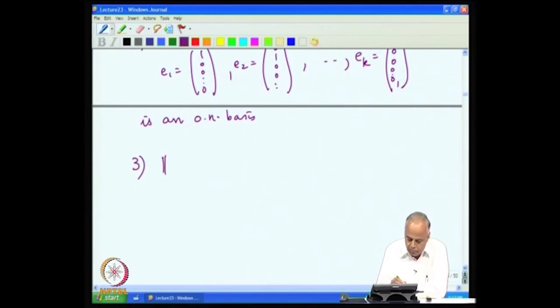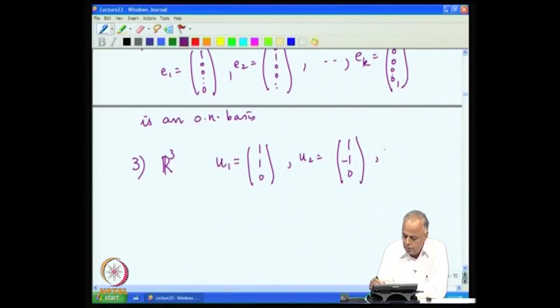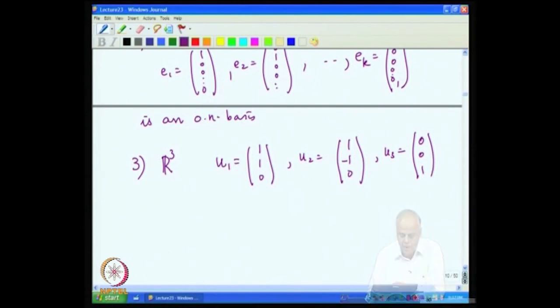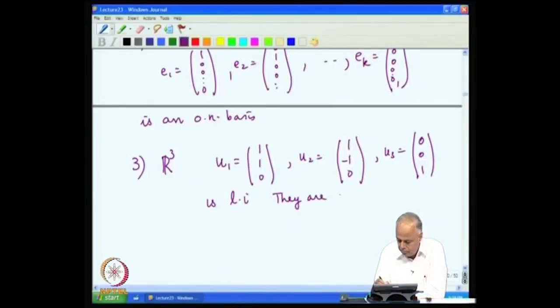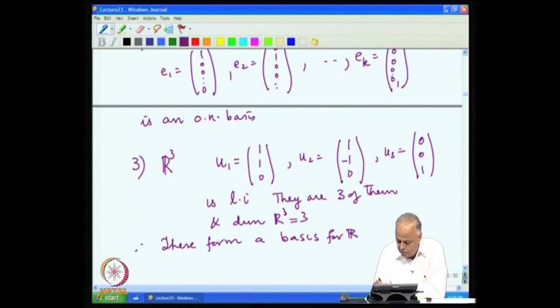Let us take R^3, and the vectors u1 equal to (1, 1, 0), u2 equal to (1, -1, 0), u3 equal to (0, 0, 1). This is a basis. It is easy to verify that this is linearly independent. There are 3 vectors, and the dimension of R^3 is 3. For R^3, any 3 linearly independent vectors will form a basis. Therefore, these form a basis for R^3.